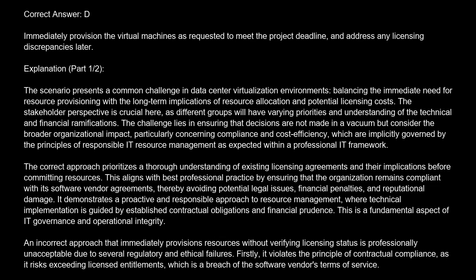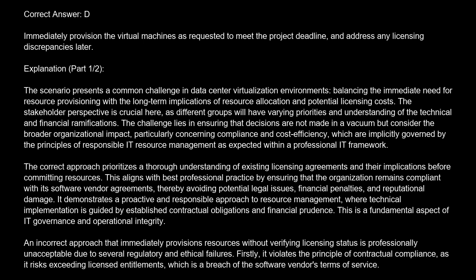The correct answer is D. Immediately provision the virtual machines as requested to meet the project deadline, and address any licensing discrepancies later. Explanation. The scenario presents a common challenge in data center virtualization environments, balancing the immediate need for resource provisioning with the long-term implications of resource allocation and potential licensing costs.